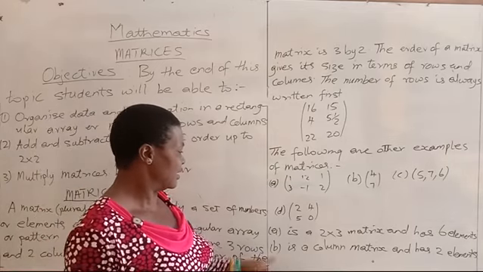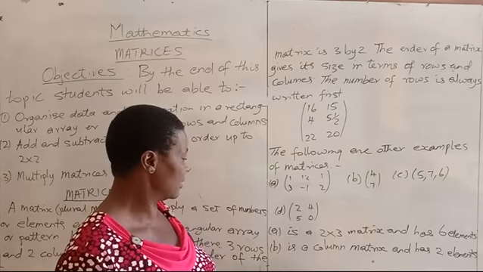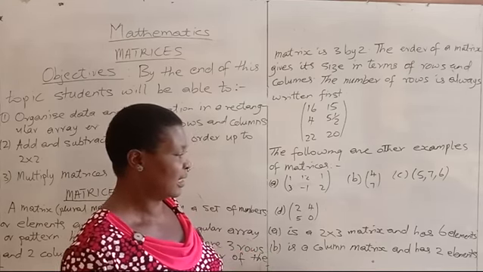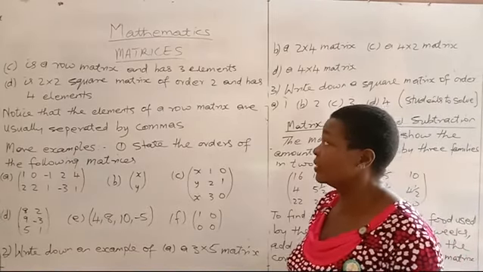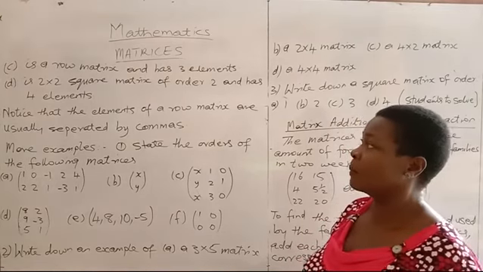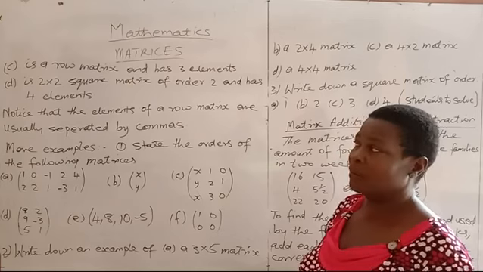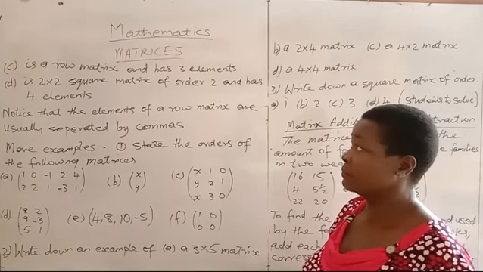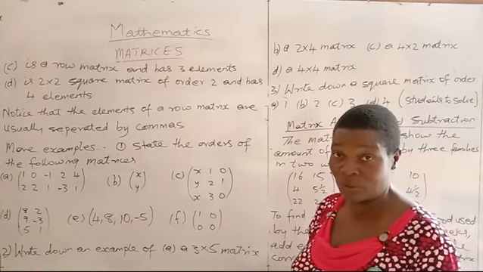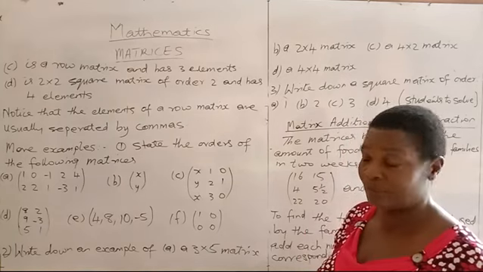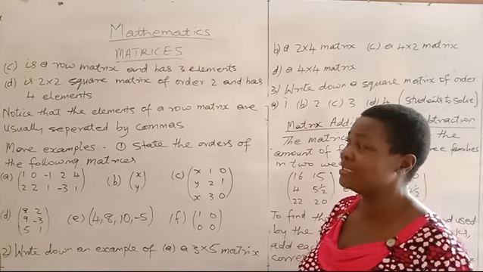As I have explained, A is a 2 by 3 matrix and has 6 elements. B is a column matrix and has 2 elements. C is a row matrix and has 3 elements. D is a 2 by 2 square matrix of order 2 and has 4 elements. When I say of order 2, I'm sure all of us know why I said of order 2. It shows it has 2 rows. Notice that the elements of a row matrix are usually separated by commas.